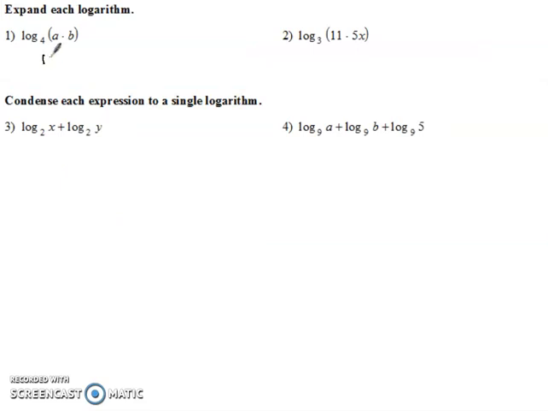To expand, I see just a times b, so there are two factors, which means I can split this up into two terms, log base 4 of a and log base 4 of b. Here I can split this up into three terms because I see three factors that are all being multiplied, log base 3 of 11 plus log base 3 of 5 plus log base 3 of x.